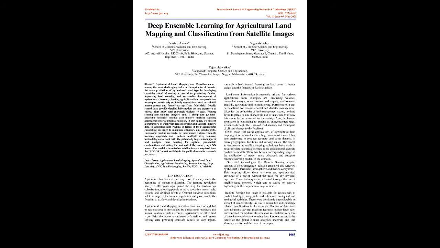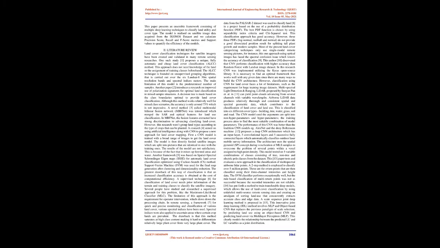Some examples are forecasting weather, renewable energy, water control and supply, environment analysis, agriculture and its monitoring. Furthermore, it can be beneficial for disease control and disaster management. Likewise, the authorities of land management mainly use land cover to perceive and inspect the use of land, which is why this research can be useful for society. Also, the human population is continuing to expand at unprecedented rates, which has brought the issues of food security and the impact of climate change to the forefront.